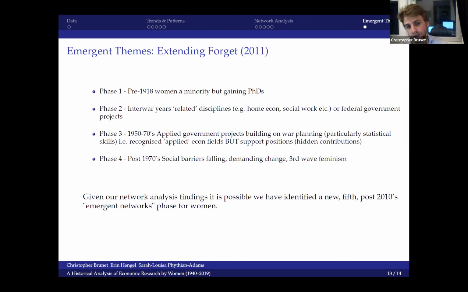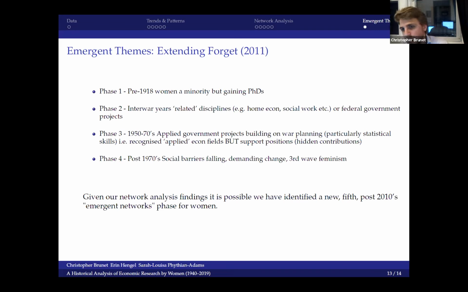Phase 4 that Forget identified was since 1970, when third wave feminism really started to hit and social barriers started falling. That's when we started seeing women actually be represented for the first time in the upper echelons of professions like economics.